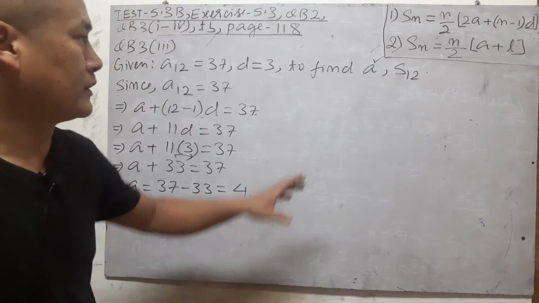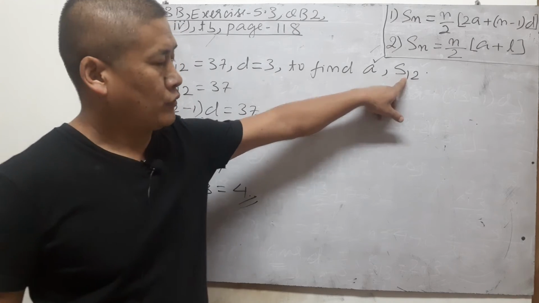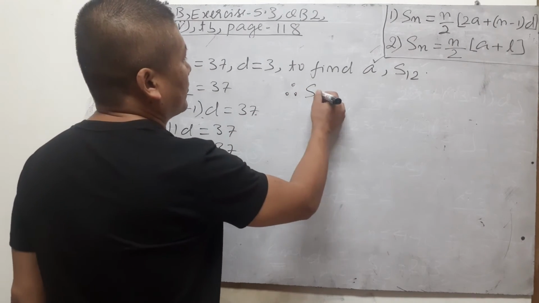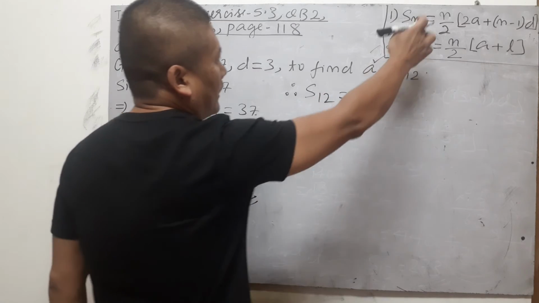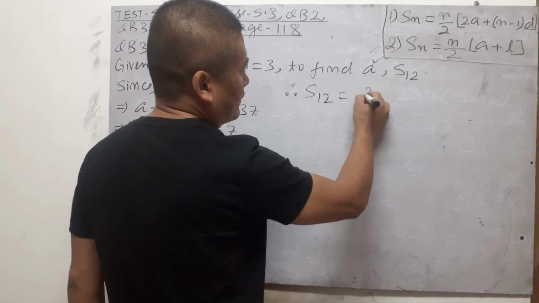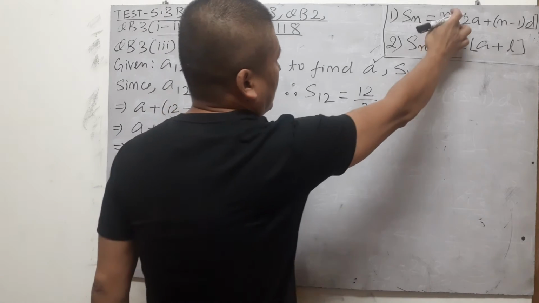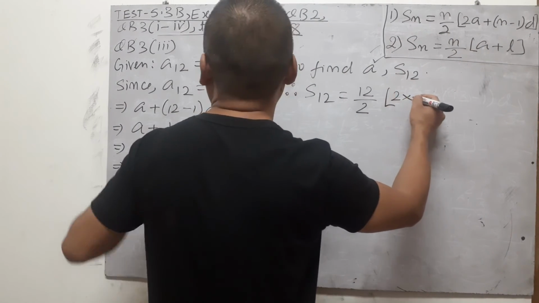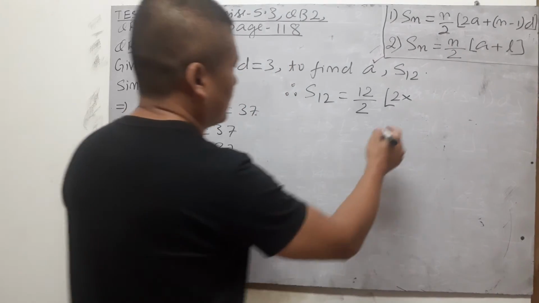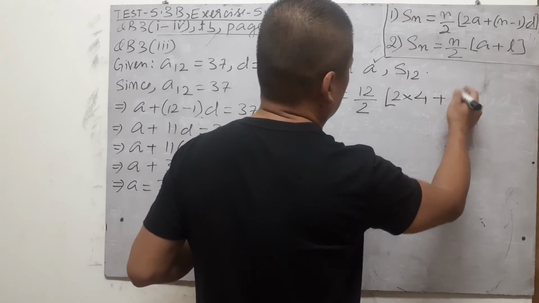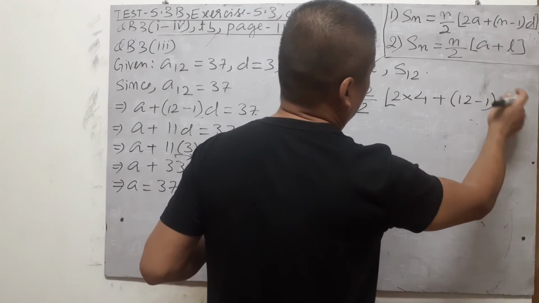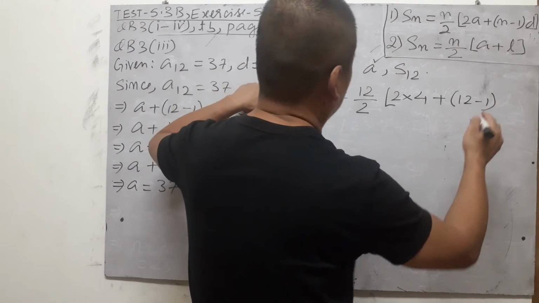S12 is clearly given here, so you know n. Therefore the sum of 12 terms, S12, is n by 2, and a specific n is given, n is 12. So 12 by 2 into a, which we just got as 4, plus n minus 1, 12 minus 1, into your d value already there, 3.